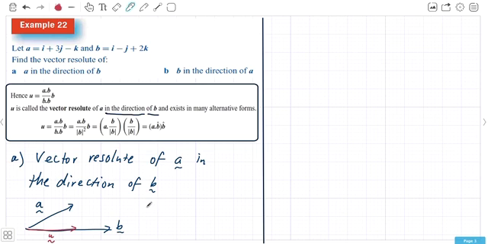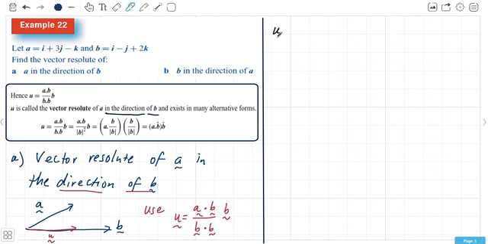So I'm going to use the formula here. The direction of is talking about B, so that will be the B part and then the dot product underneath. And the two vectors that we're looking at are A and B, so their dot product goes on the top. So that's how I find u. It's now just a matter of putting in the information.